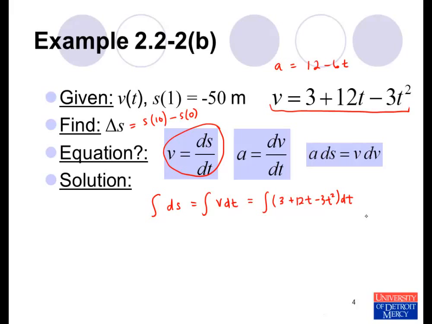Okay, so looking at this, we have an integral. Right now, it's an indefinite integral. We have no limits on the integrals.